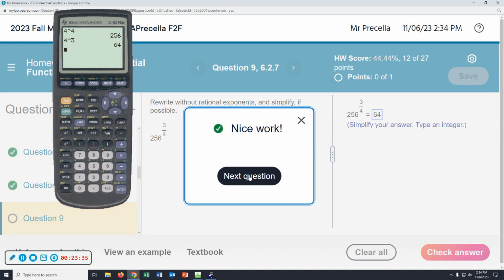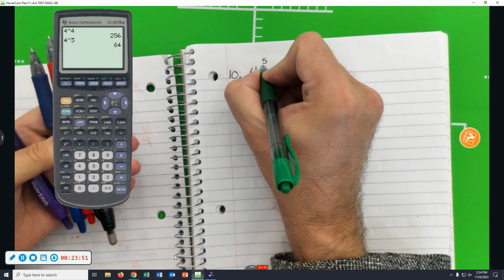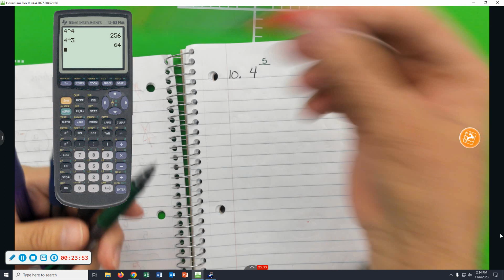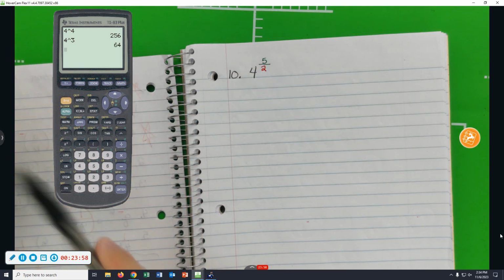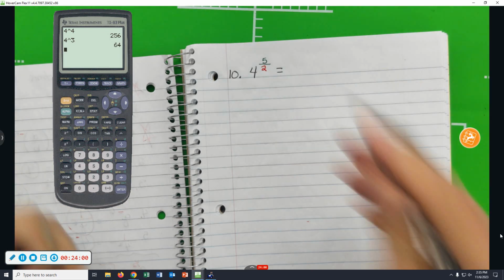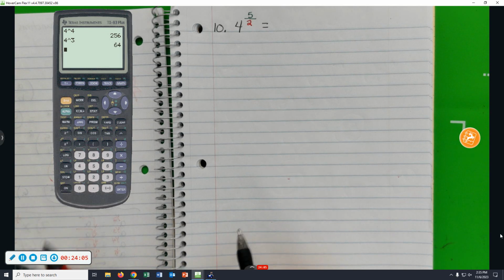Let's see, what's 10? The 10 is like that one we just did. It's actually a better example. 4 to the 5 over 2, 4 to the 5/2 power. Oh wow, if I had looked at that I would have said do that one before number 9. I think it illustrates better what we're doing.